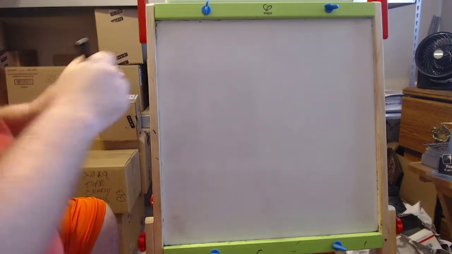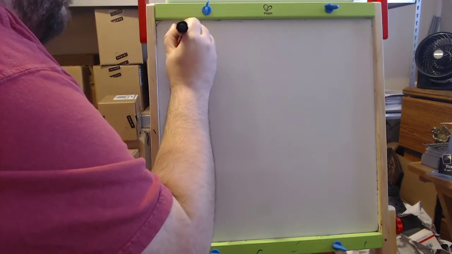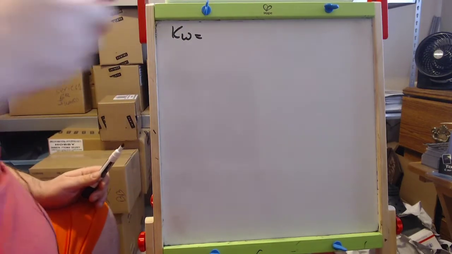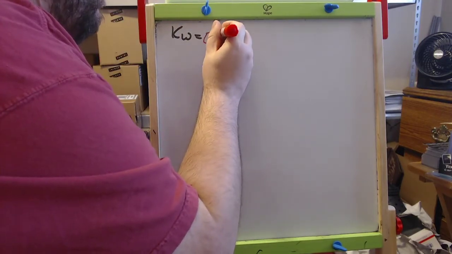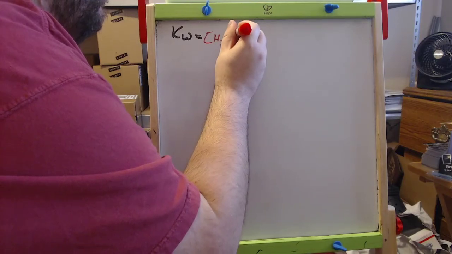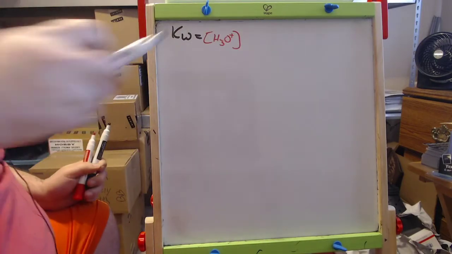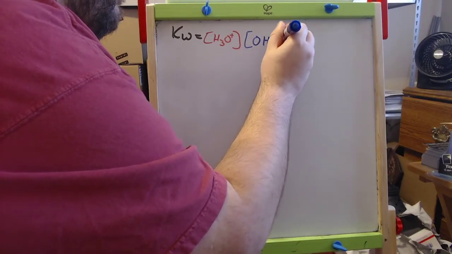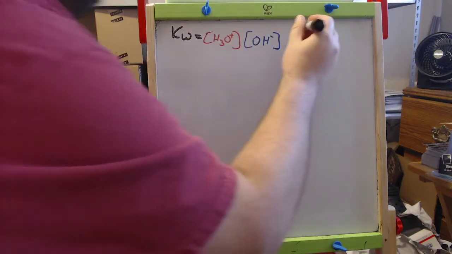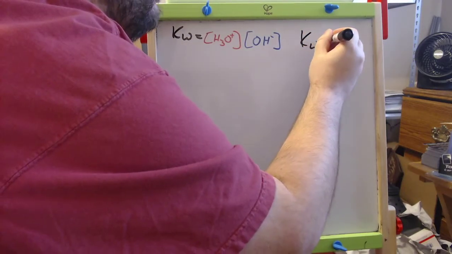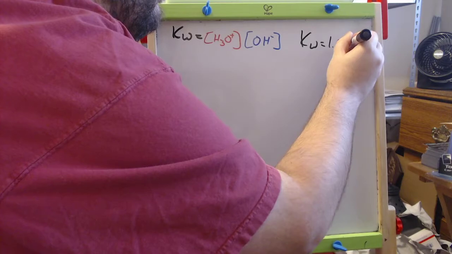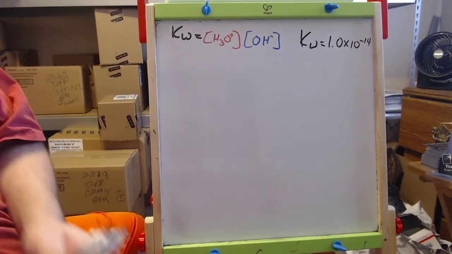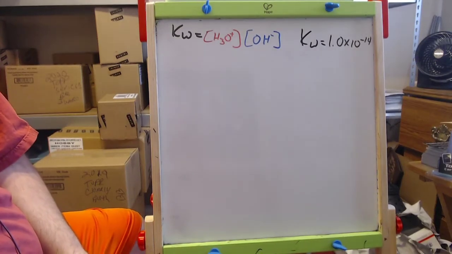I'm going to rewrite that up here. Kw equals the concentration of H3O plus times the concentration of OH minus. Kw always equals 1.0 times 10 to the negative 14th. All right, any questions? We good?